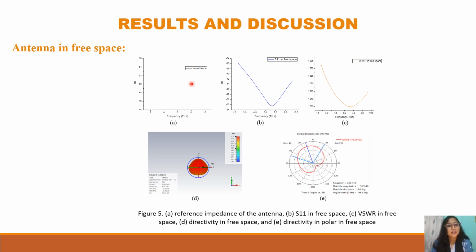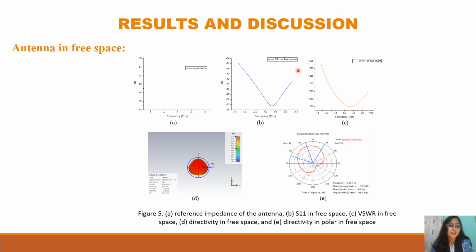For any operating antenna, the return loss value must be less than -10 dB. Here, figure 5b shows the return loss of the antenna in free space, indicating a minimum S11 value of -52.442 dB at 6.96 terahertz.